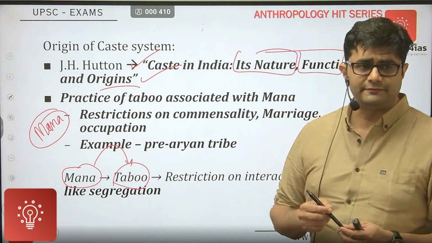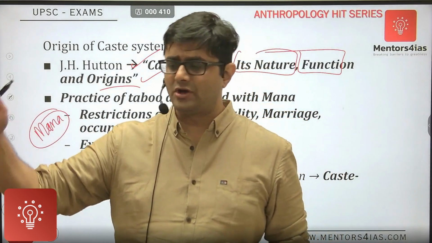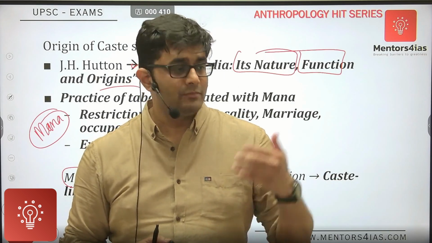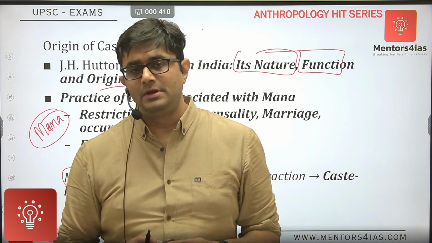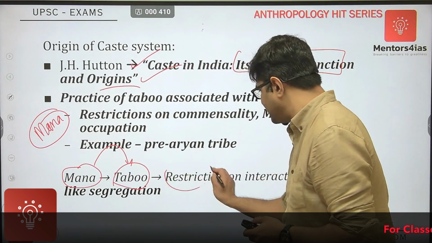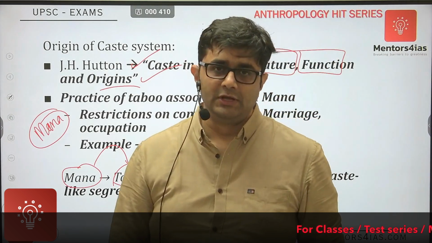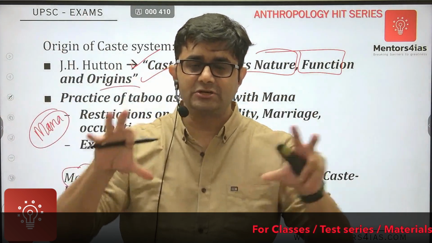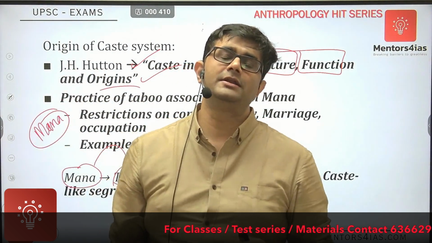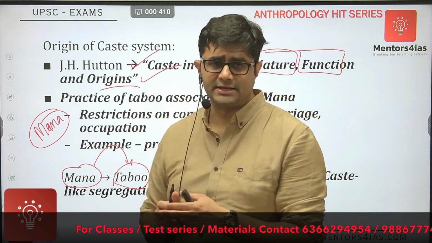If you see this diagram over here, mana, okay, which is a religious practice that led to various practices of taboo, that you are not supposed to touch a person from another group because they have different mana. You're not supposed to eat food with them or take food from them. You're not supposed to follow their occupation, etc. So this gave rise to several restrictions on interaction between different groups. So this led to segregation of people into different groups. This segregation in turn gave rise to caste system in India, is what Hutton argues, right?